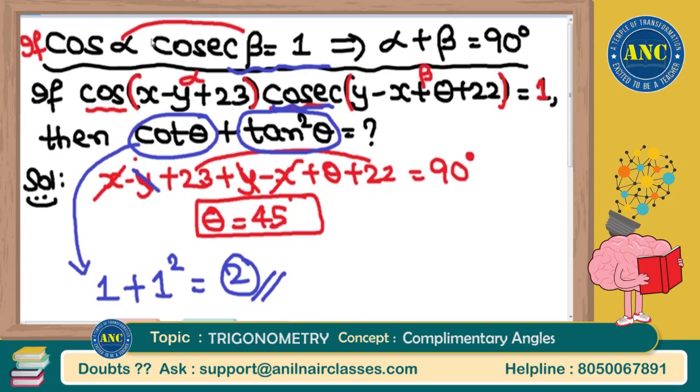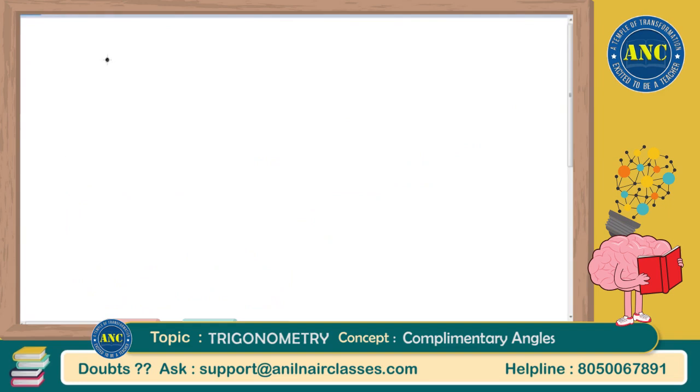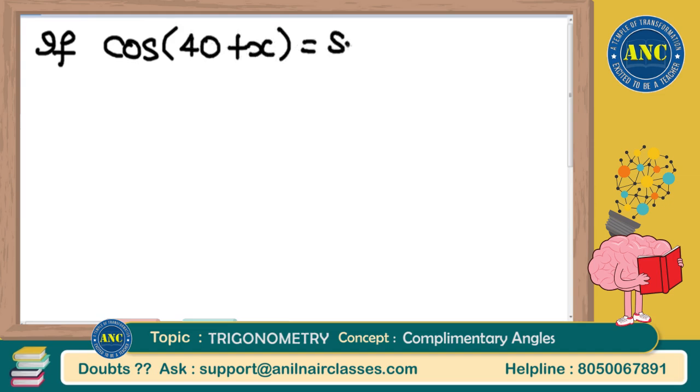Now, see here. Another very easy question. We have taken some questions which are intermediate and advanced in between. Now, let us solve one or two easy questions. Suppose, this is a very easy question, sir. If cos of 40 plus x is equal to sin 30, then find the value of x. Now, see here.